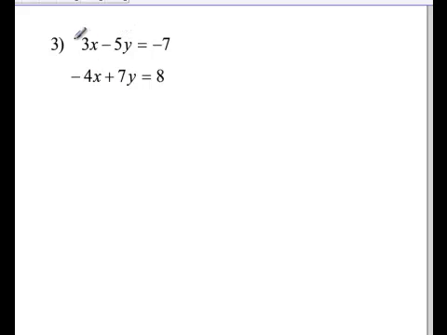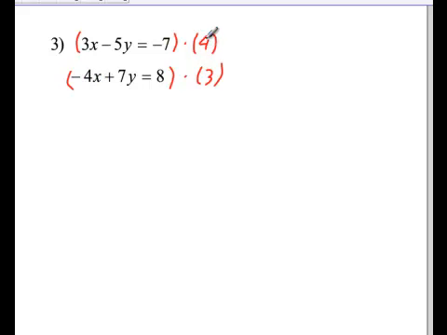We can reach it by multiplying the whole equation, in both equations, by numbers that are convenient for us. If we multiply this equation by 4, we are going to receive this term 12x. If we multiply this equation by 3, we are going to receive negative 12x. And this is exactly what we need. So let's do it one by one.